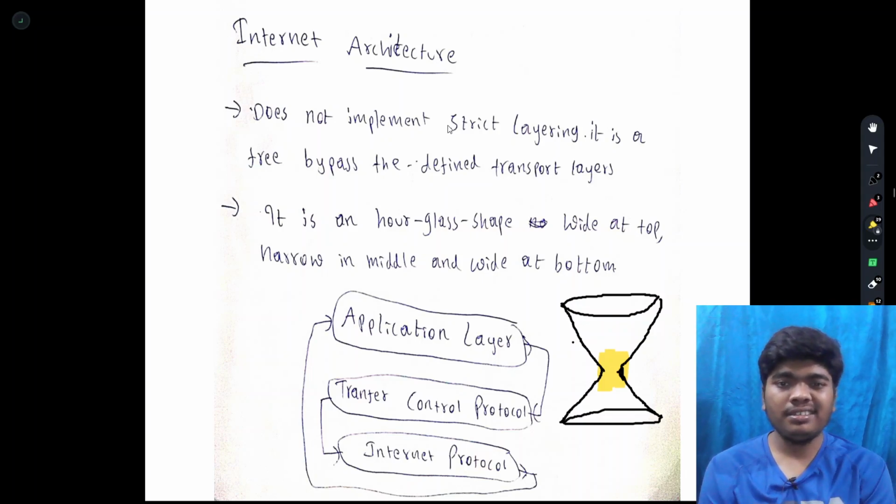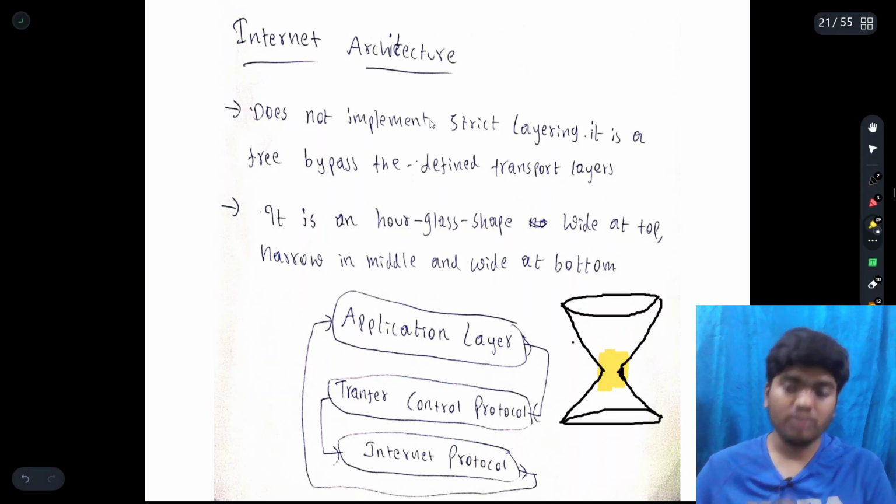It doesn't have any strict layering. It doesn't have defined transport layers, so it is having a free bypass. We can just say whatever route it may take, it can reach through whatever route it is taking. So it can carry the message of one system to another system with whatever route is decided. It is an hourglass shape, wide at top, narrow in the middle, and wide at bottom. So what is this?